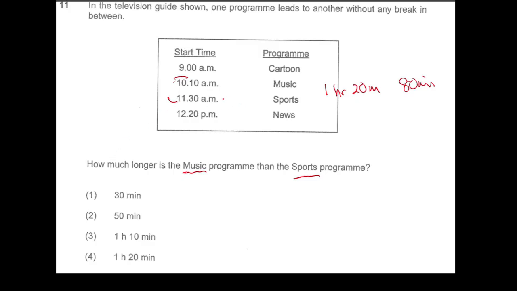For sports, it starts at 11:30 and it ends at 12:20. So 11:30 to 12:30 is 1 hour. So in this case, it ends at only 12:20. So sports is 50 minutes, because 60 minus 10, you get 50 minutes.